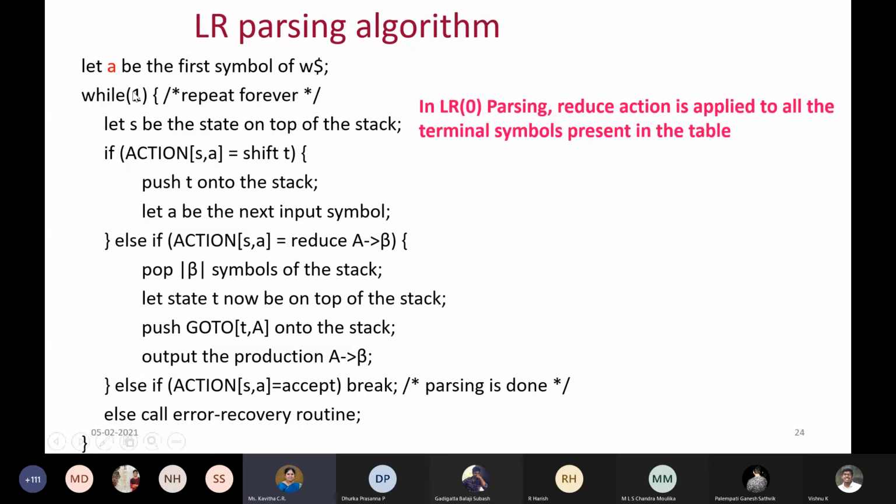So let us have a loop like this. Either we should break with the accept, or we should call some error routine. So that's how it terminates. Let S be the state on the top of the stack. Like in my example, if you remember, on the top of the stack, it will have the current state.